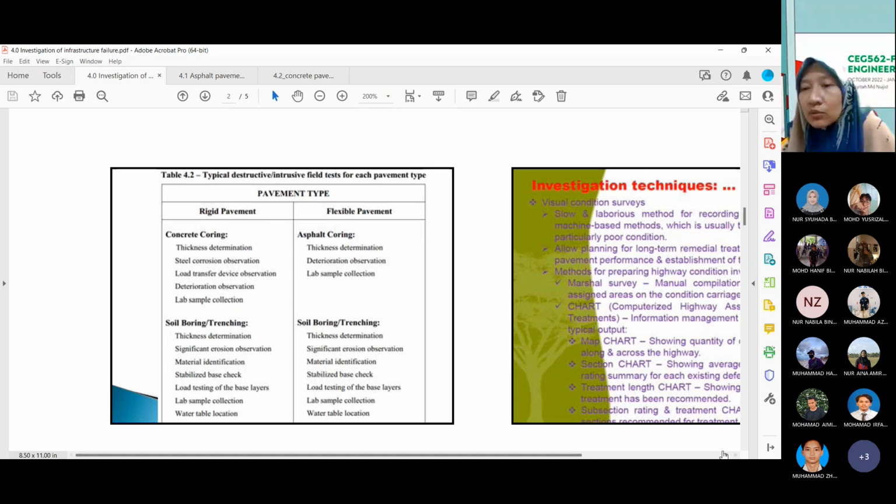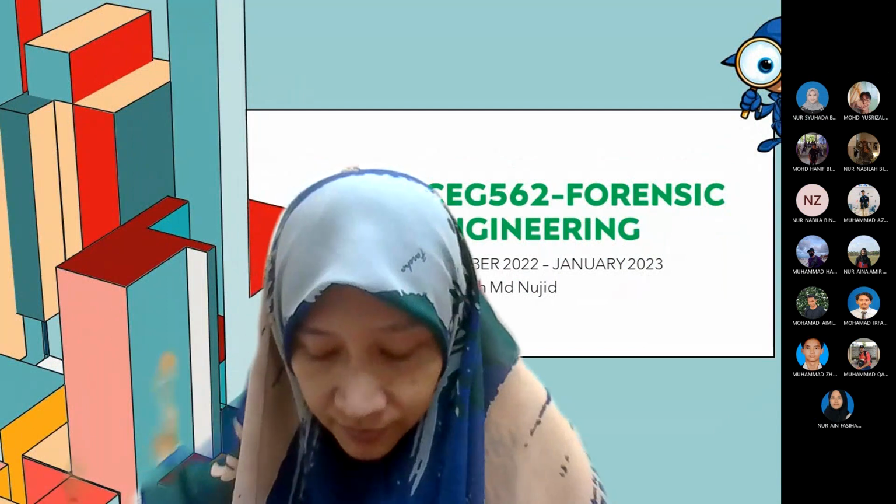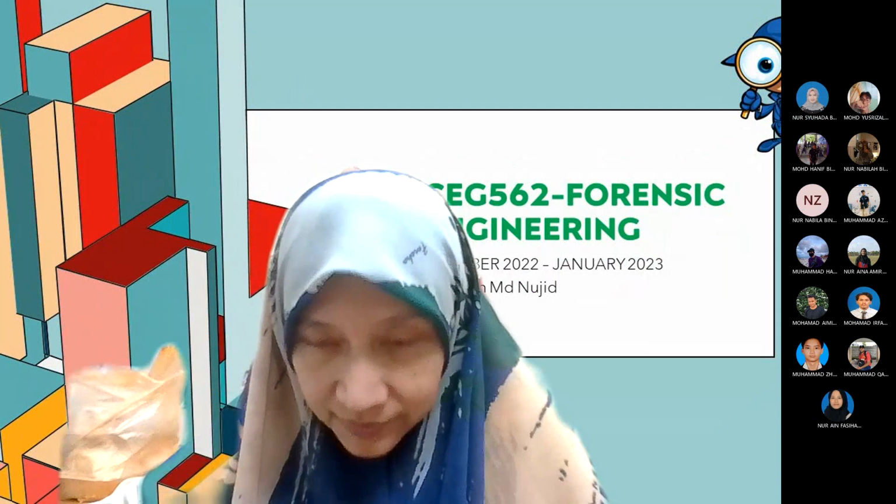Macam mana kita nak tahu crack on road surface tu jenis crack biasa ke, alligator crack ke apa benda? Siapa boleh explain? Tengok pattern dia, madam. Betul. Corak dia macam mana? Pattern dia tu macam mana?